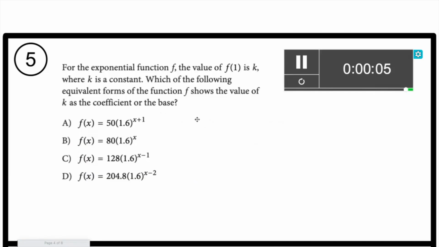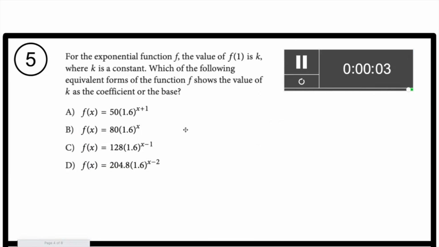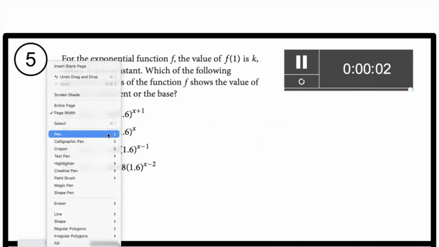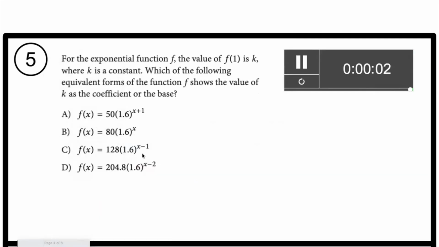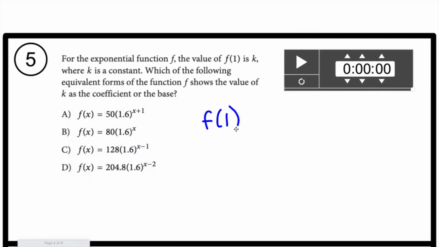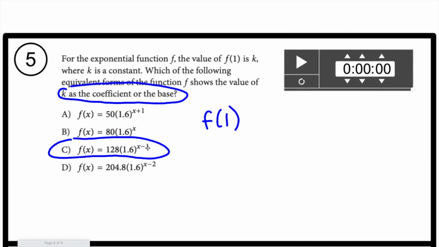Exactly, because what they want is, when you plug in f of 1, to get whatever you get, they also want that to be a coefficient or base. So that only happens in C, because when you plug in f of 1, you get 128. Okay, got it.